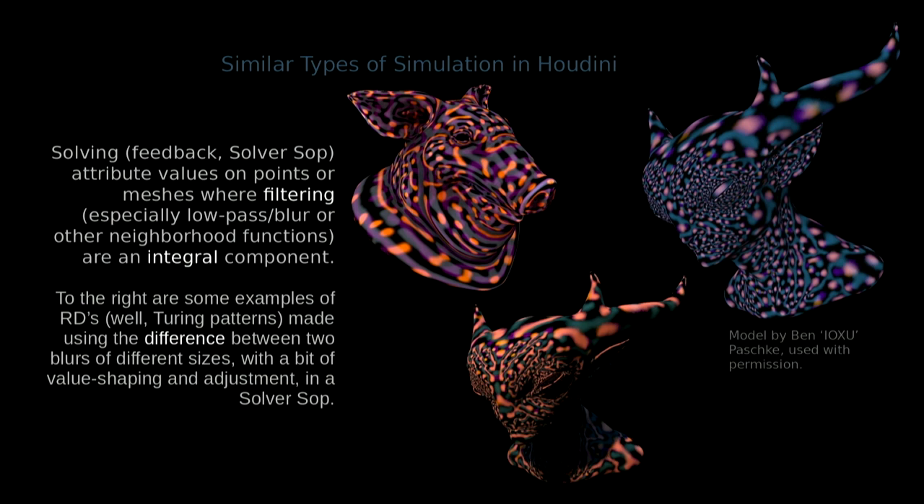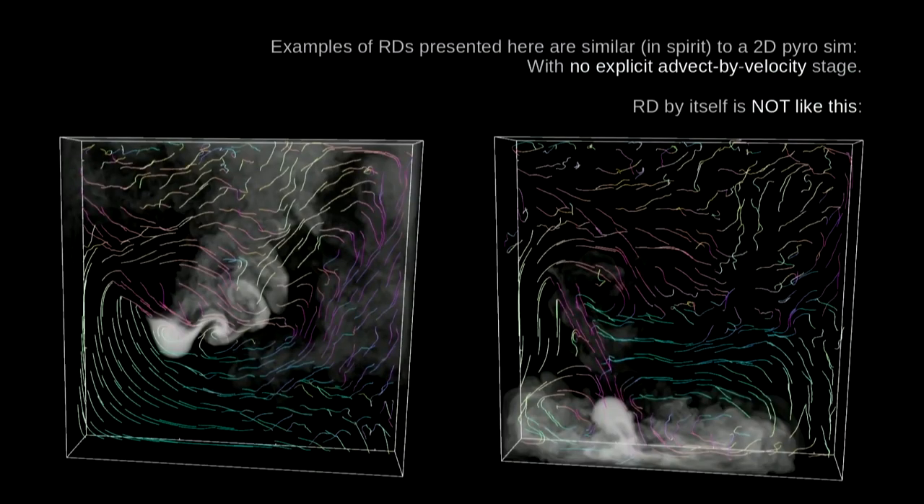Just some cool examples with Piggy and the model I got from Ben, which I thought was pretty sweet. And this is an example of what reaction diffusion specifically isn't like. It doesn't have anything in it that explicitly moves values from one place to another. All the motion comes from the diffusion. So in order for a dot to move, the front has to blur out, and the back, something's eating the back in to make it slowly inch its way across the space.